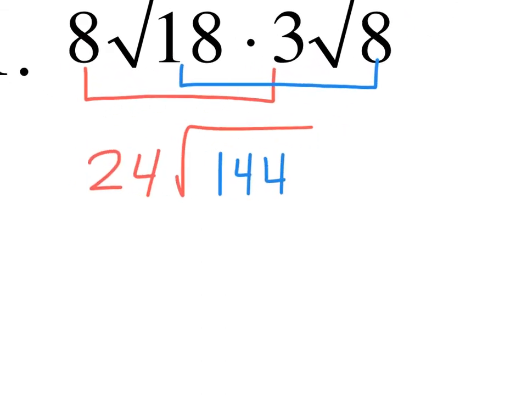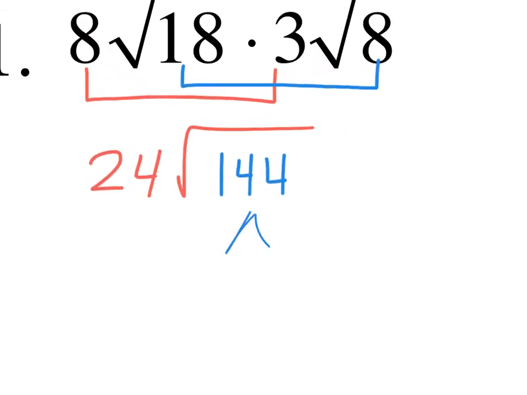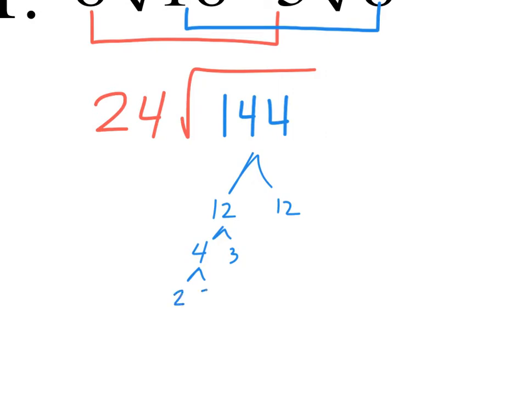So our next step is to break apart our 144. How can I break it apart? There's multiple ways. I'm going to choose 12 and 12. And then I'm going to choose 4 and 3, and then 2 and 2. I'm going to break it apart the exact same way over here. 4 and 3, 2 and 2. And we're going to circle all of our primes, in black. Circle my 2s, circle my 3s. I'm going to put those all under a radical.